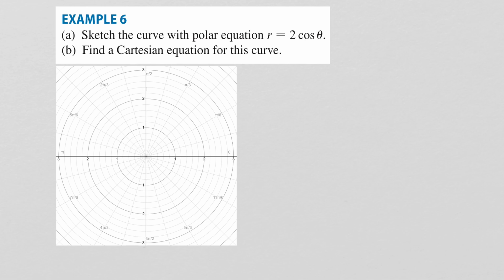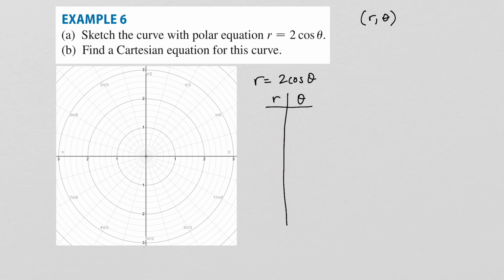Next, let's sketch the curve with the polar equation r equals 2 times the cosine of theta. And then let's find a Cartesian equation for this curve. So this is the first example where we have an equation involving both r and theta. R is equal to 2 times the cosine of theta. So for this, what I want to do is make a table of values. And I'm actually going to put r here and theta here, because points are given in that order, r, theta. But then when we plug numbers in, we're going to choose values of theta to plug in, and that will determine the value of r.